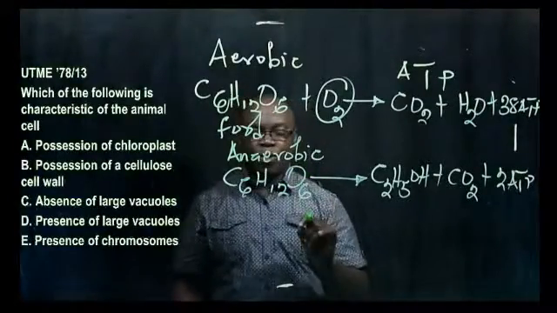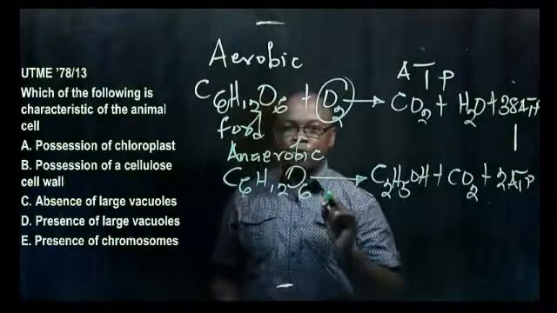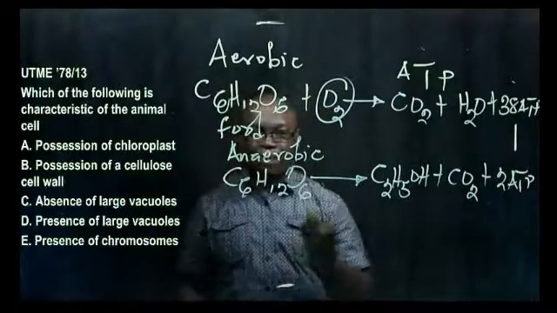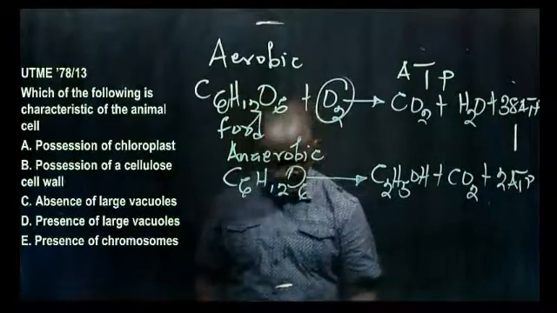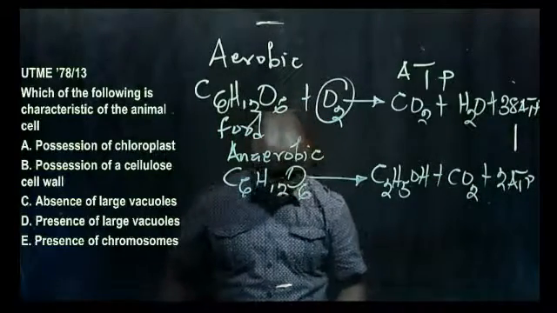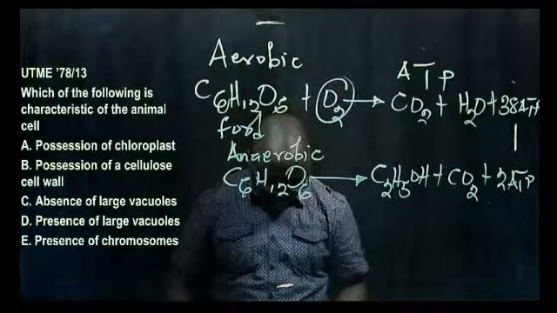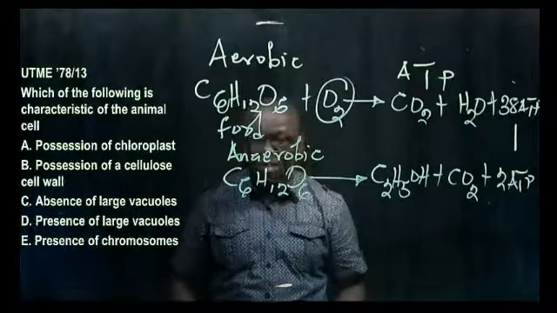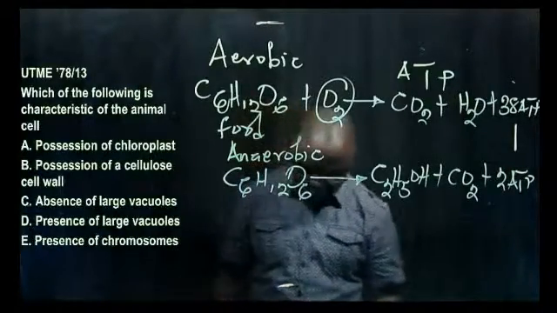So understand that food vacuole, which is a structure meant for the storage and for the digestion of food, is a prominent feature in plant cells. So our answer is option C. Which of the following is characteristic of the animal cell? Absence of large vacuole. Okay.